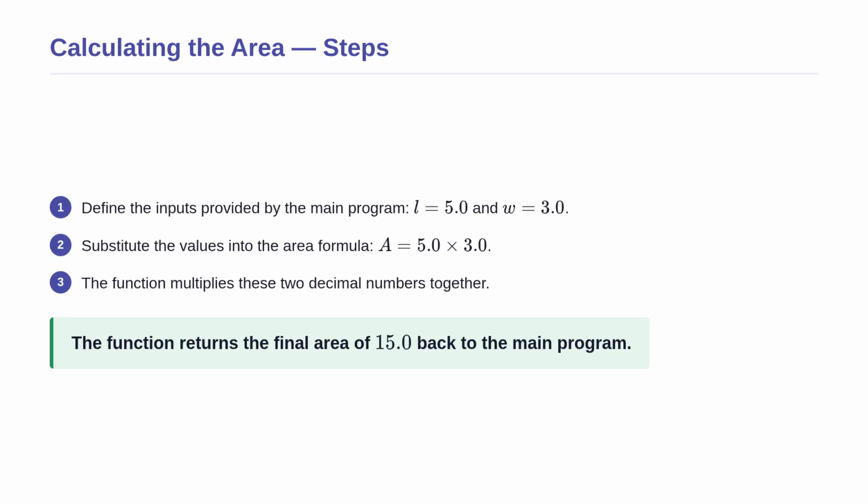When we write the function call in our main program, we pass actual numbers. Here, we provide 5.0 for the length and 3.0 for the width. The program pauses its current task, jumps to the function, and substitutes these real values into our formula. The function multiplies 5.0 and 3.0 together. Finally, it returns the calculated area of 15.0 back to the main program. This shows the exact moment the function does its job.